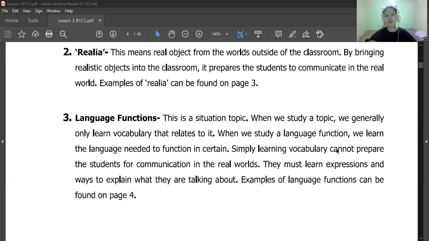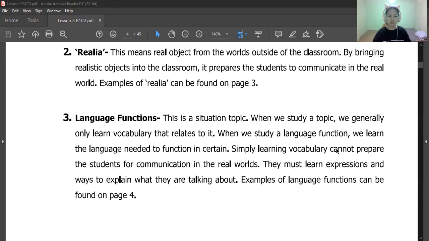Again, I repeat, the reason why I like the communicative approach very much is that it not only teaches learners about the rules of grammar and theoretical knowledge, but also involves the relation between information about your target language and how we can apply it outside in the real world. Simply learning vocabulary cannot prepare the students for communication in the real world. They must learn expressions and ways to explain what they are talking about.